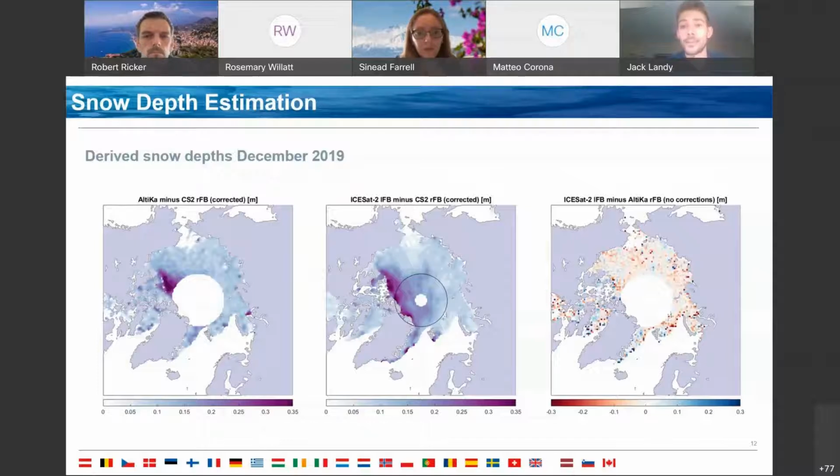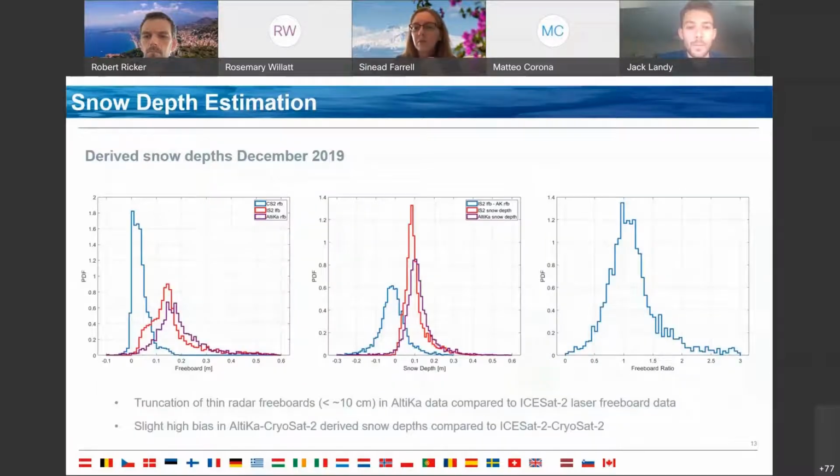And then on the right is the difference between IceSat 2 laser freeboards and Antarctica radar freeboards. So the difference map on the right, we see this kind of characteristic salt and pepper pattern, but not really any systematic differences in any region. And the snow depth maps appear very similar. We're getting a strong gradient between the multi-year ice and the first-year ice zones. These are the histograms of the differences for the areas that coincide between all three sensors.